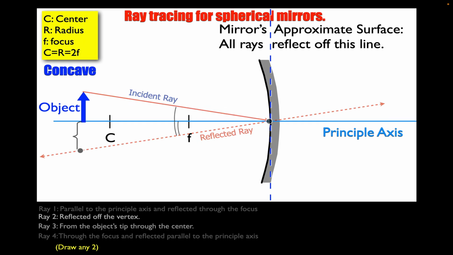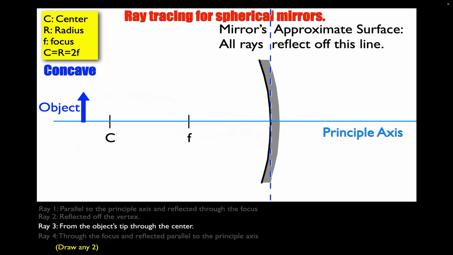Next ray, from the object's tip through the center. So here's the object's tip, here's the center. I'll connect these two dots with a ray. And the incident ray and the reflected ray are on top of each other. This is an approximation, and this is for a spherical mirror. So think about this as happening on the inside of a large sphere. If it's inside of a sphere, the light's going to bounce back and forth right through the center.